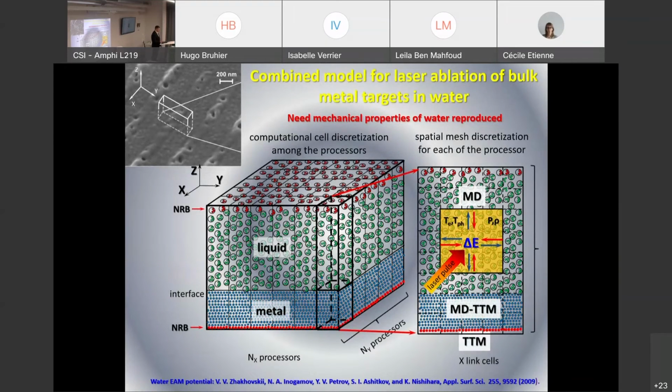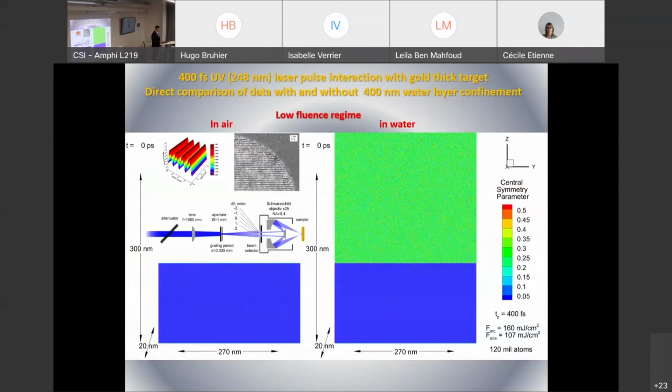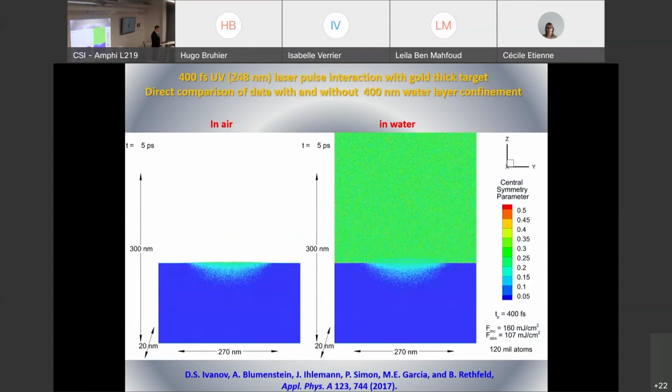So we also apply the geometry of the experiment, and now we can compare what happens in air or in vacuum and what happens in water. It's exactly the same experiment, exactly the same irradiation parameters. The only thing is that on the right, you will see a water layer reflected by green color. So again, we color the atoms by centrosymmetry parameter for identification of crystal, defect structure, surface, vapor, and so on. So now we have, exactly at the same time, corresponding snapshots from two systems.